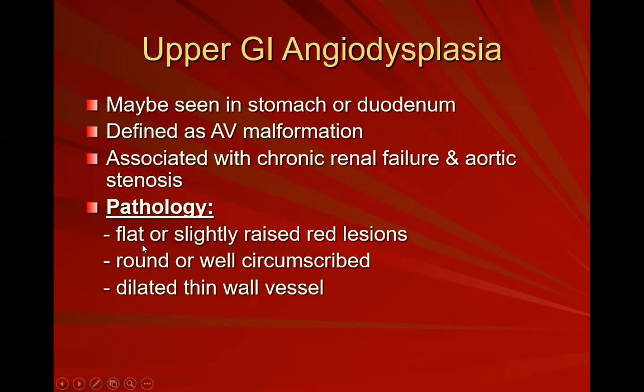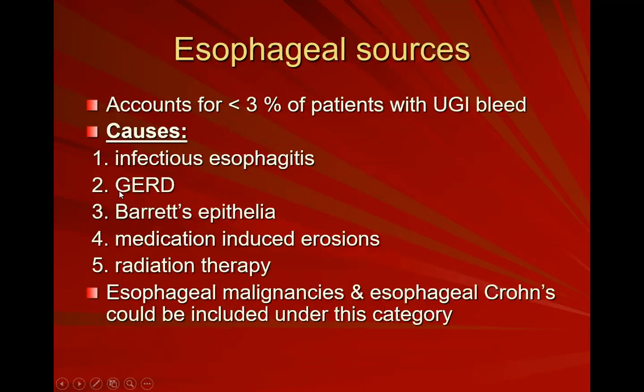So, pathology: flat or slightly raised red lesions would be around the mucosa, and they would also be visualized in the upper GI endoscopy. Round, circumscribed, and also dilated thin wall vessels.